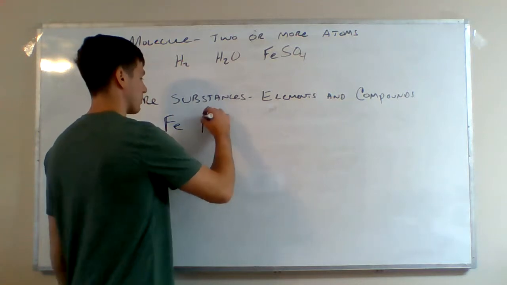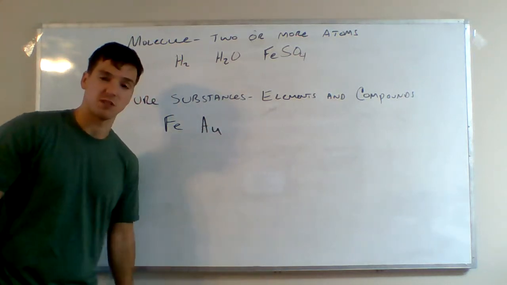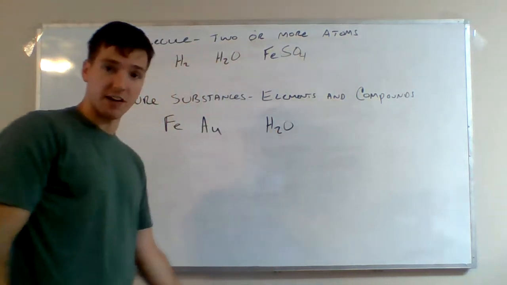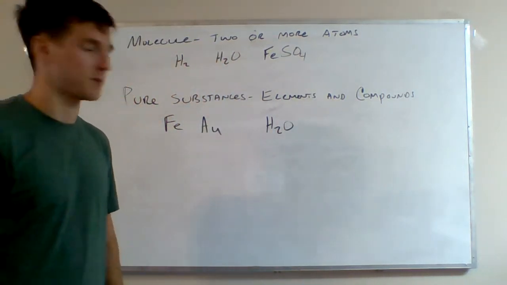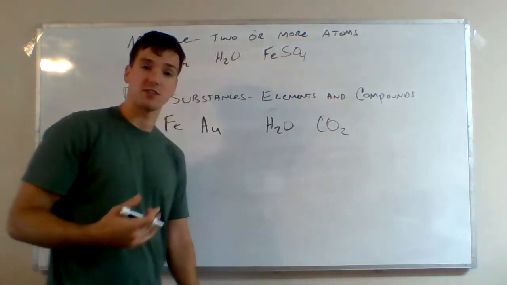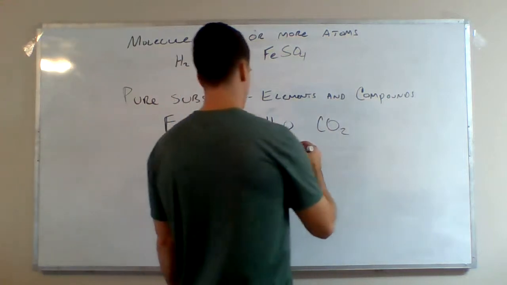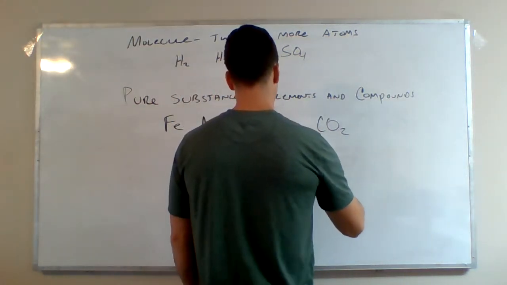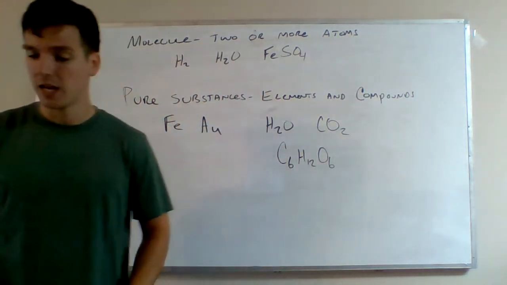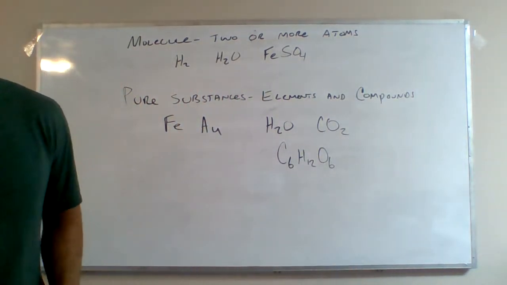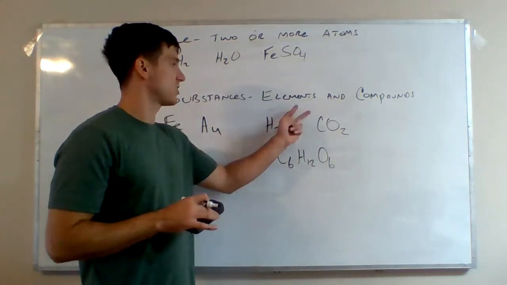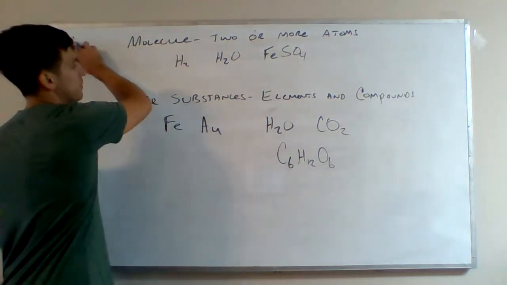If I have a gold ring, that's a pure substance. Okay, if I just have pure water, not tap water, purified water, we're going to call that a pure substance as well. It's a compound, okay? Things like CO2, that's also a pure substance. We'll also go with things like if I had pure sugar, okay? That is a pure substance as well.